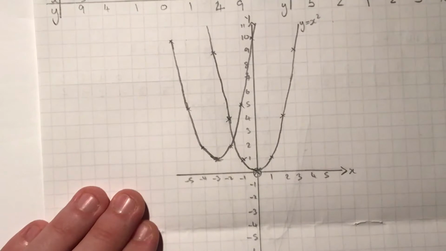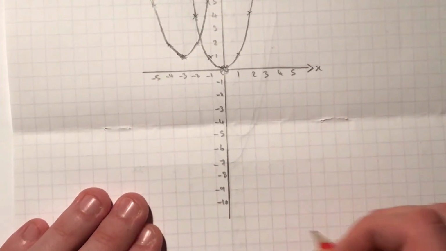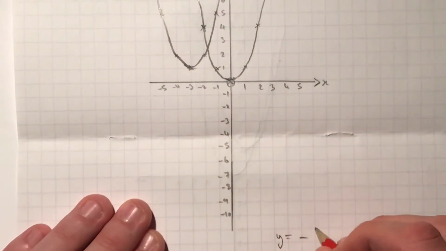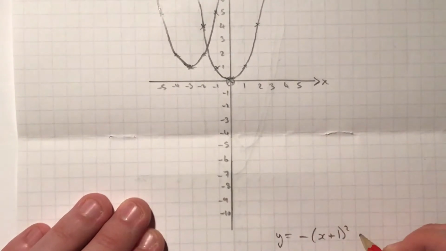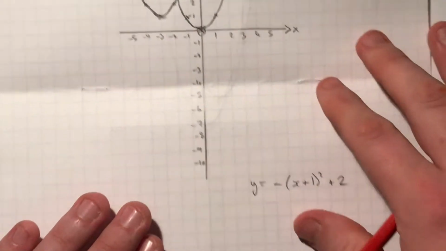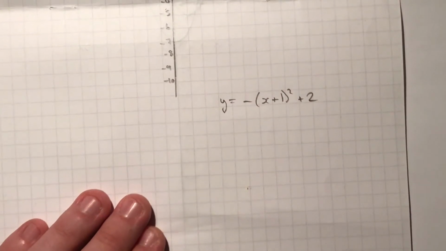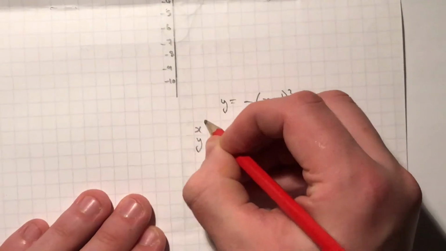Now, we're not seeing any negative ones for a little while, so I thought what we'll do is, for the next one, just have y equals negative x plus 1 all squared plus 2. That'll do. Just making up any old numbers. I can show how they work out. I'm sure that you guys could do the same thing. Okay, so we've got x and y.